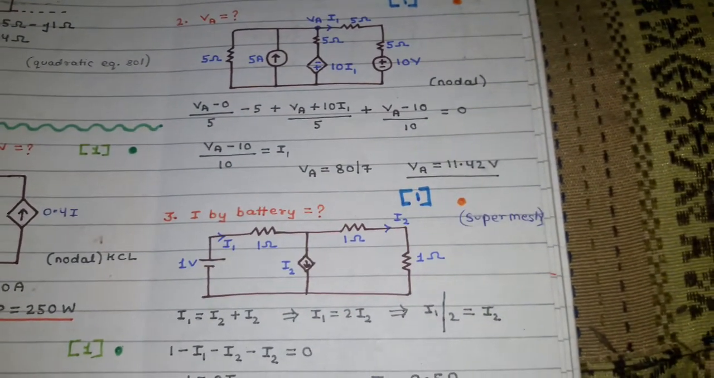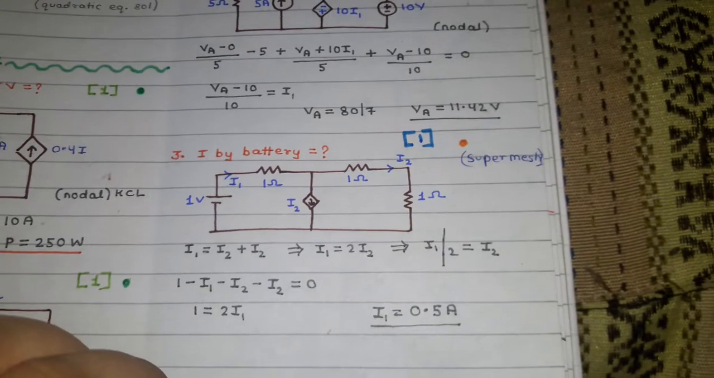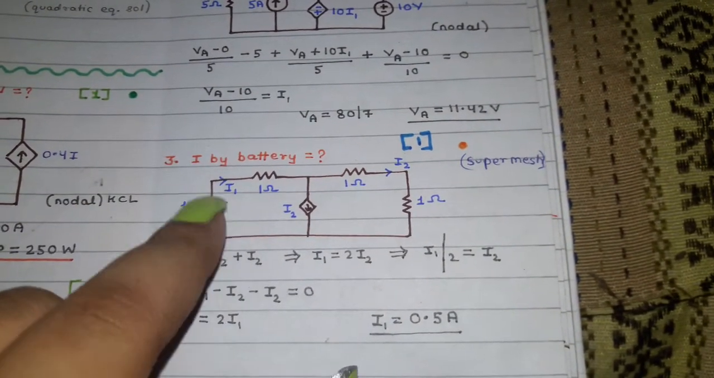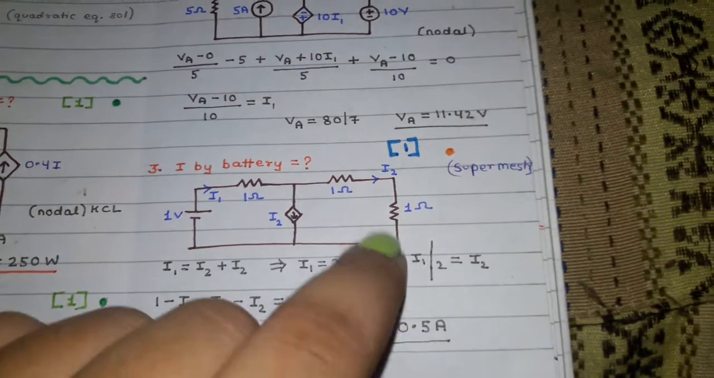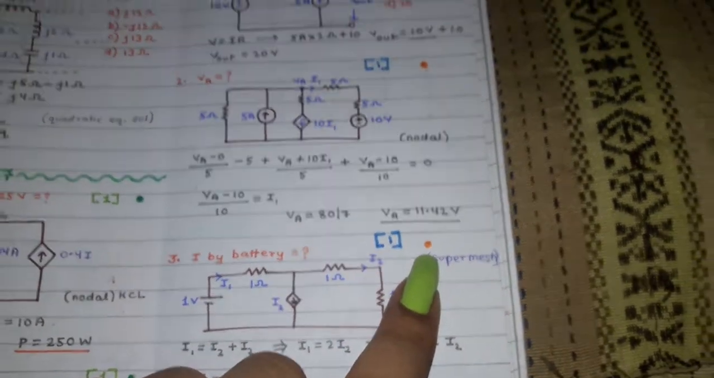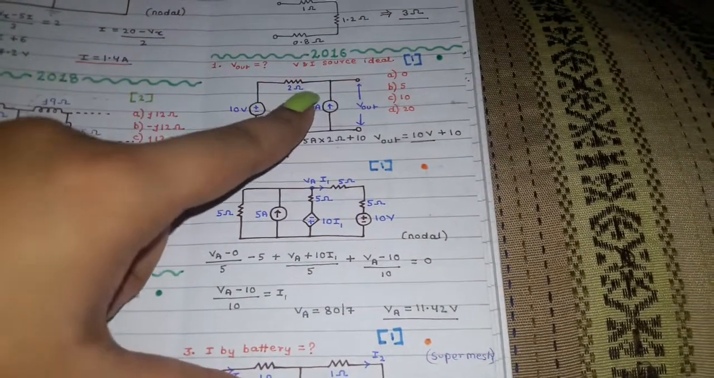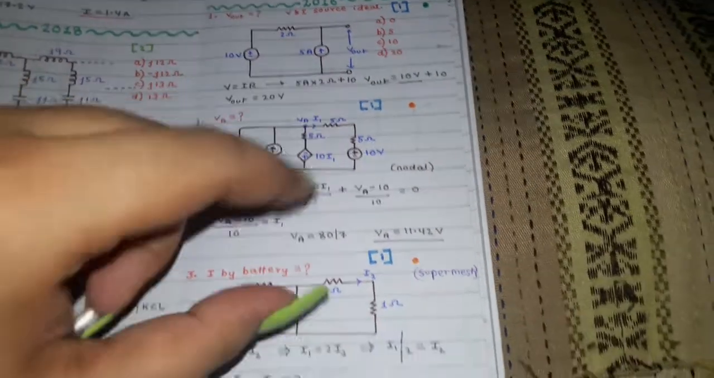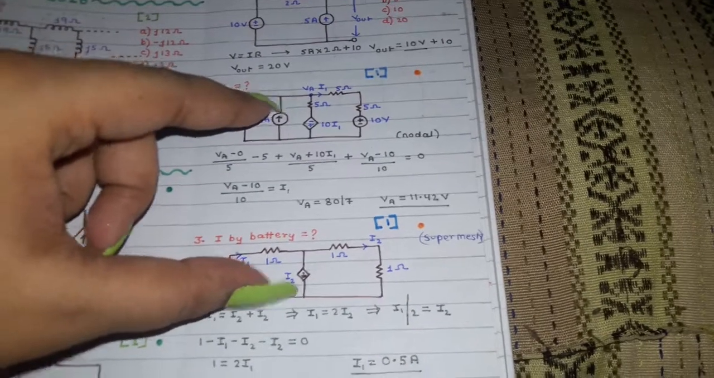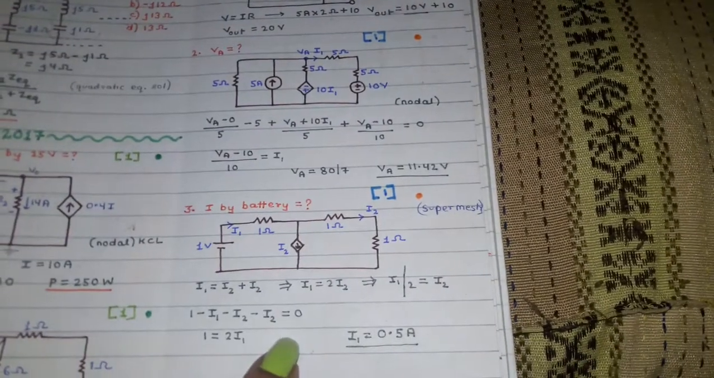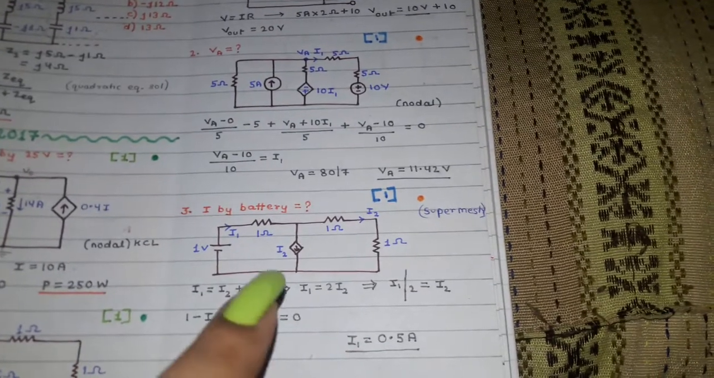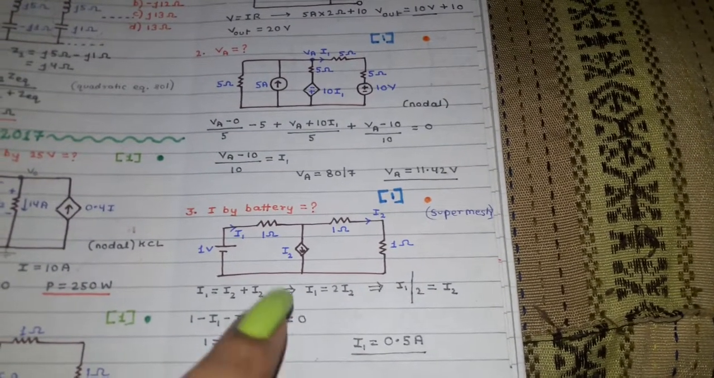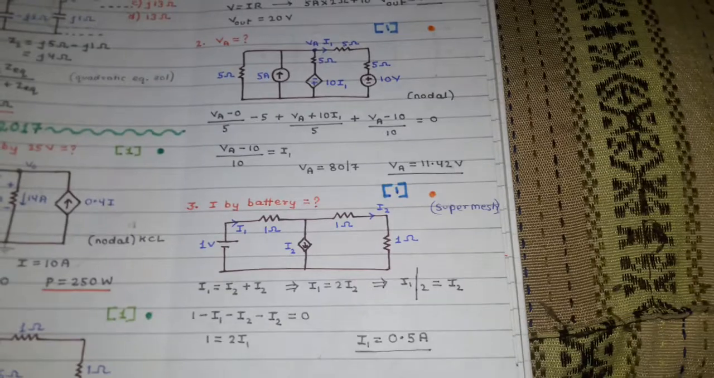Now we have another question, which is: what is the current supplied by this battery. This question carries 1 mark and is also from another set. In 2016 they had 2 sets. In one set they asked this question, and in the next set they asked 2 questions. This question is regarding the super mesh, which I will explain on paper in the next video. So stay tuned.